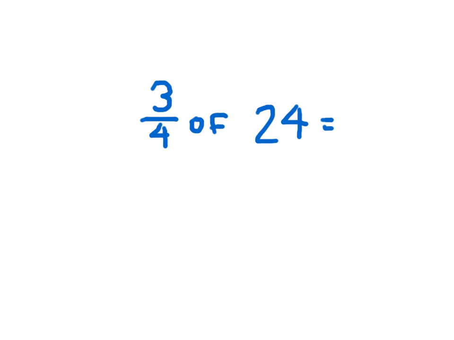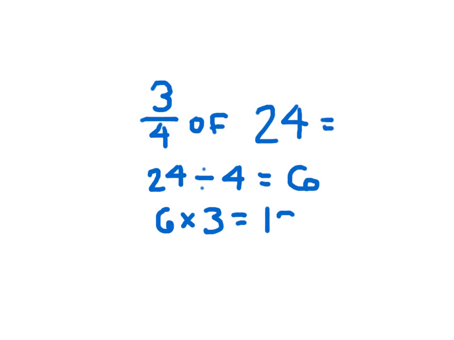3/4 of 24, we'll take 24, and we divide it by the denominator, which is 4. 24 divided by 4 equals 6. And then we end up looking at 3 of those 6s. So we go 6 times 3, which equals 18. 3/4 of 24 is 18.